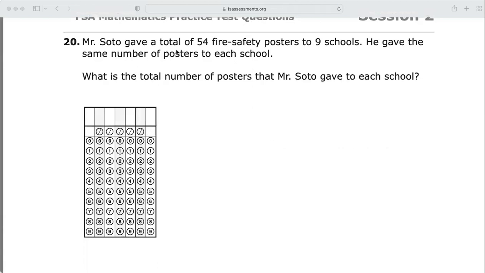Okay, Mr. Soto gave a total of 54 fire safety posters to 9 schools. He gave the same number of posters to each school. What is the total number of posters that Mr. Soto gave to each school? So are we going to add, subtract, multiply, or divide? If there's 54 total posters and they were given to 9 schools, we're going to divide 54 divided by 9.